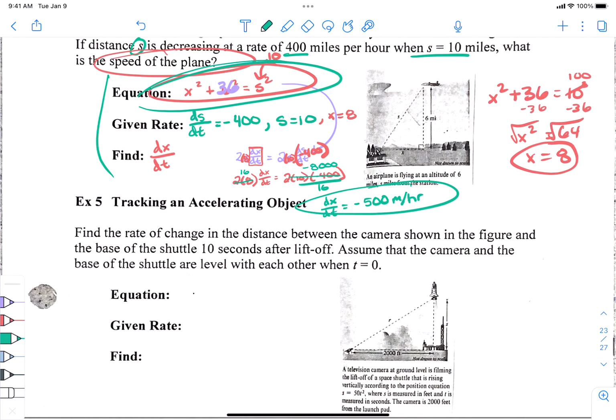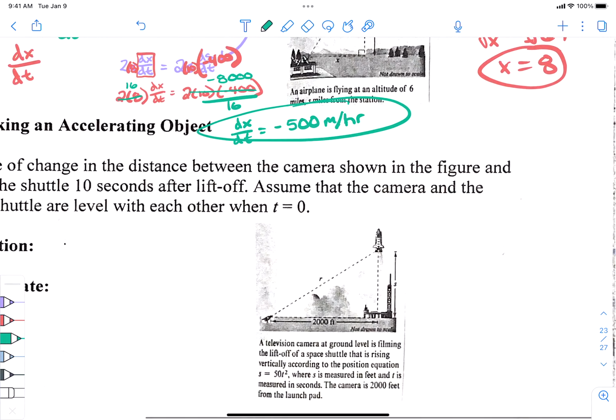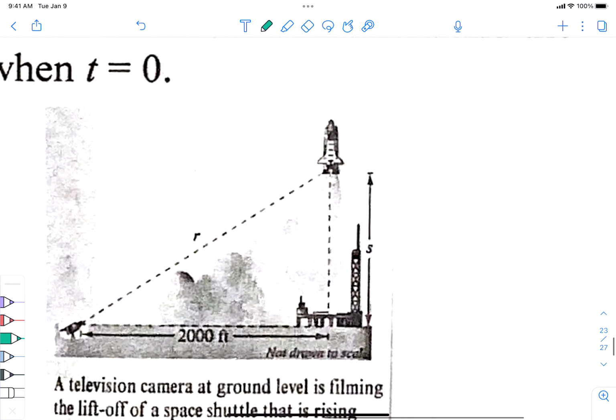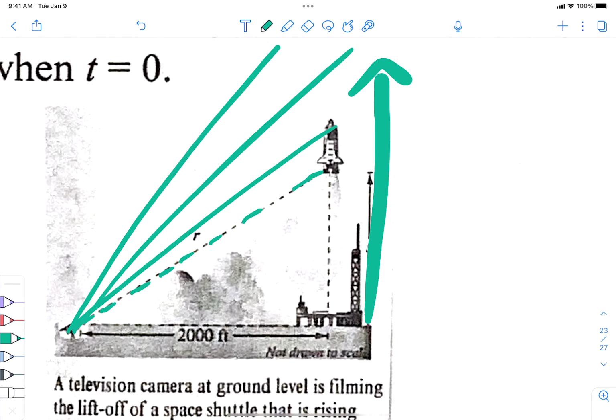All right. Last one, we have accelerating objects, and this is kind of the same thing. We have a triangle going on here, so let's see what we've got. Find the rate of change in the distance between the camera shown in the figure and the base of the shuttle. As the shuttle goes up, this distance is going to get larger and larger. Do you guys see that? As it goes up and up, that distance is going to get larger.